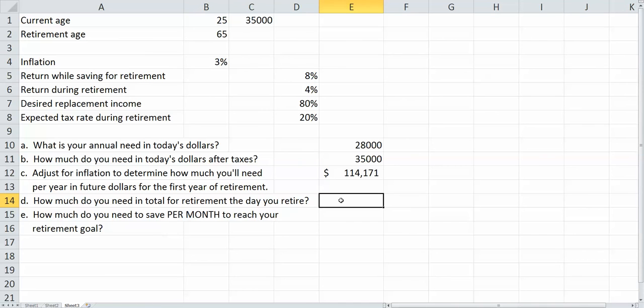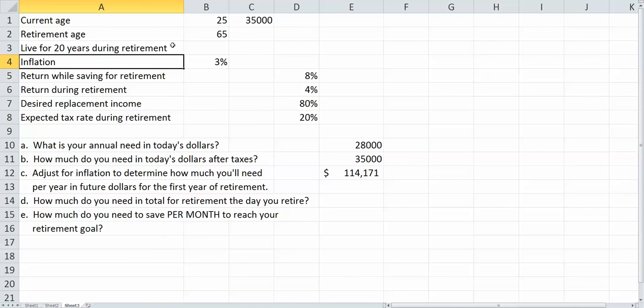So you're going to need a huge amount in your retirement savings, so that you can withdraw this the first year, this plus 3% the second year, and on and on, so that by the time you hit age 85, you won't have any money left. It says you plan to live for 20 years during retirement.